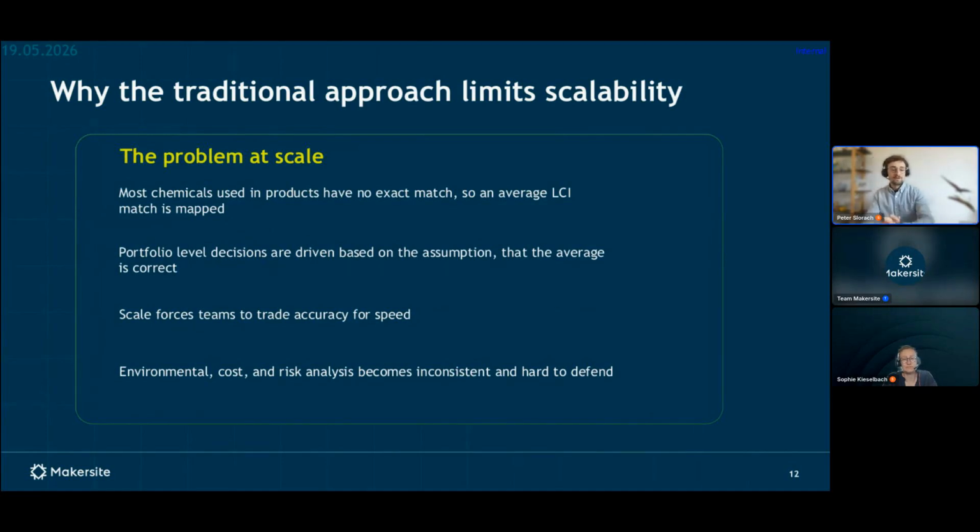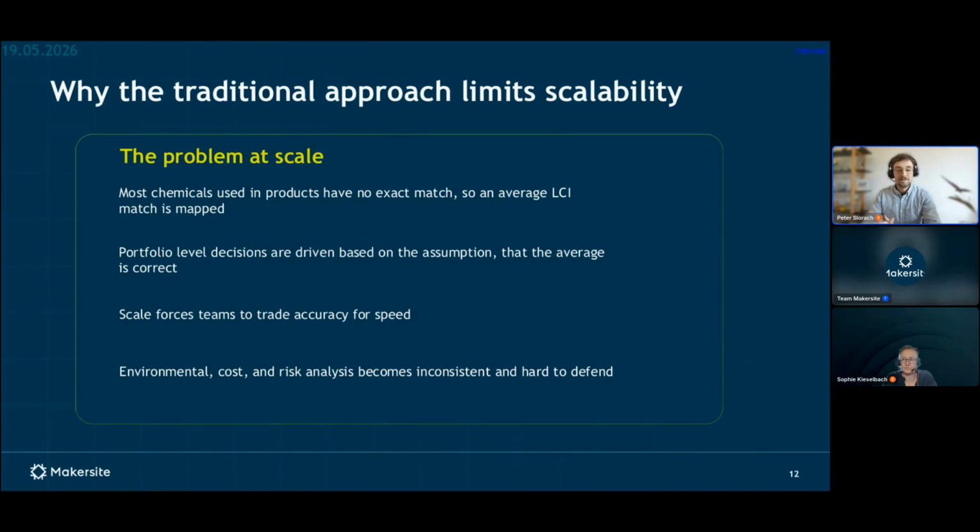So if we take this approach at scale, and we have a large number of chemicals used across a portfolio, which have been mapped to averages or proxies within an LCI database, then at the portfolio level, this propagates into overall hotspots and analysis, which are based on average data. And therefore, it becomes incredibly difficult to defend any decisions based on this data, because we know that the environmental, the cost, the risk is based on generic modeling of chemicals. And it is not truly reflecting the supply chain you are operating.